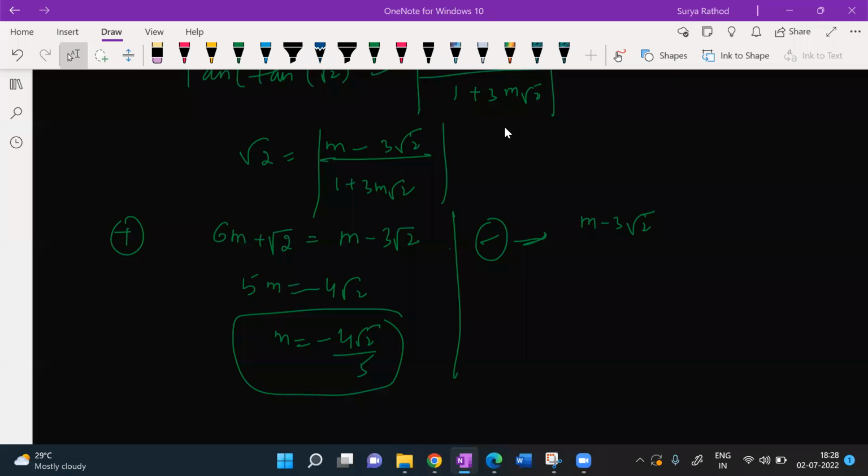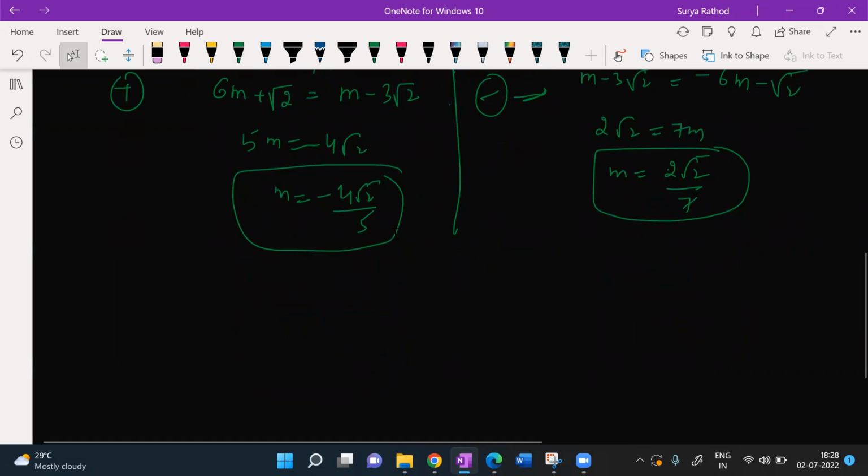So m minus 3 root 2 is equal to minus 6m minus root 2 directly. So 2 root 2 is equal to 7m. The m value is 2 root 2 by 7. Correct? Okay, so this is what I got.